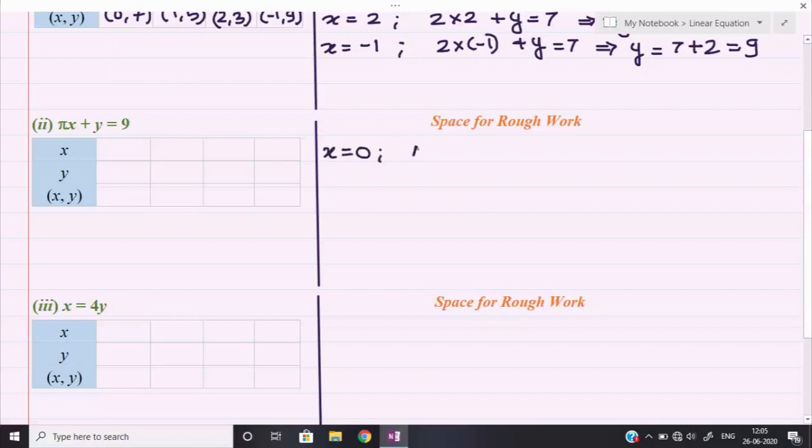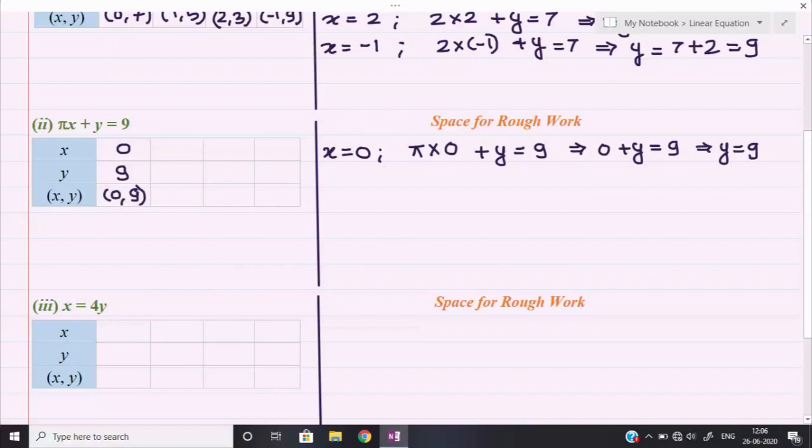Okay. So this will become pi into 0 plus y is equal to 9. If I solve it further, pi into 0 is 0, so that will be 0 plus y is equal to 9, and if I solve a little further, the value of y will be equal to 9. So I can say that for x equal to 0, the value of y is 9, and if I write it properly in the form of a solution, it will be (0, 9).